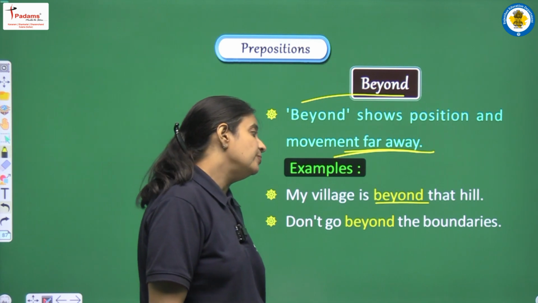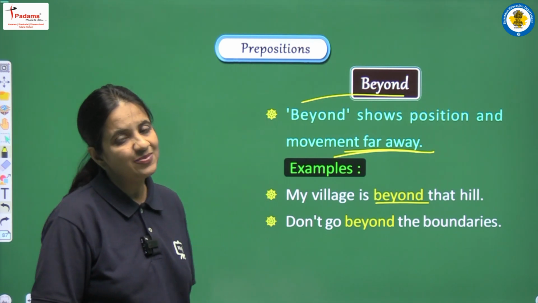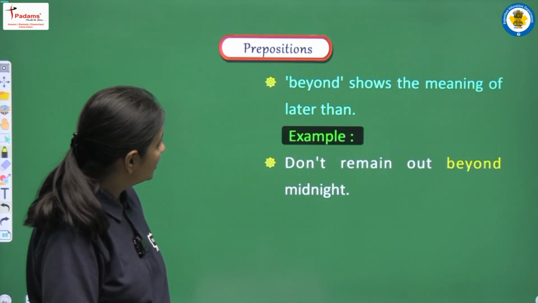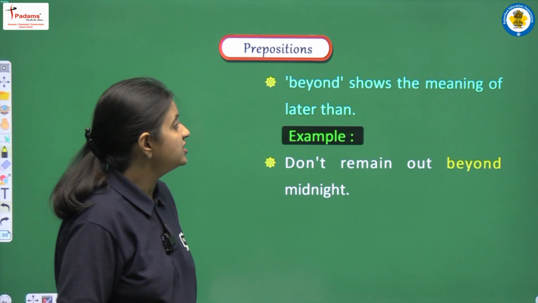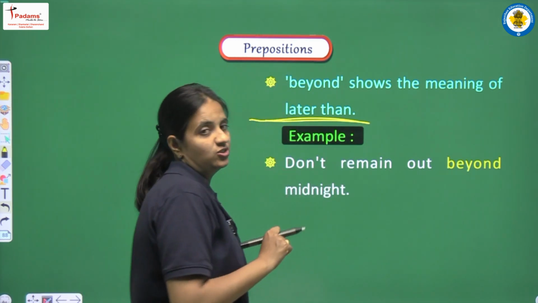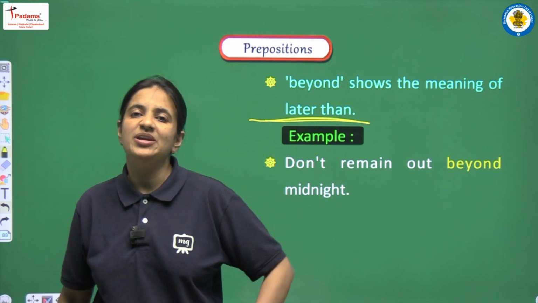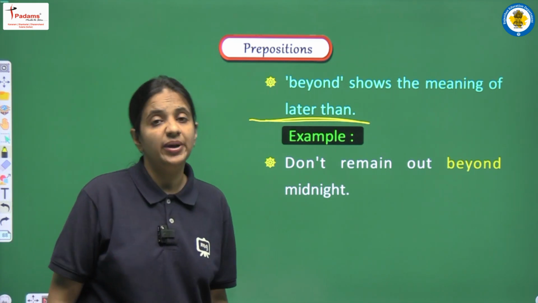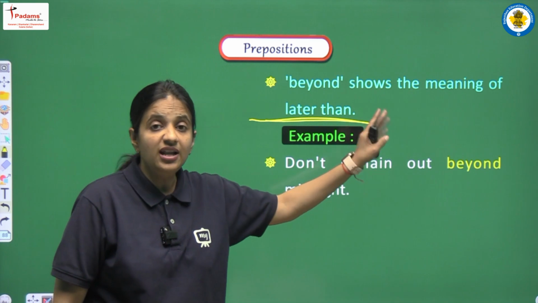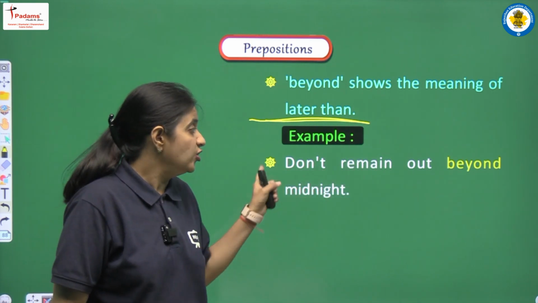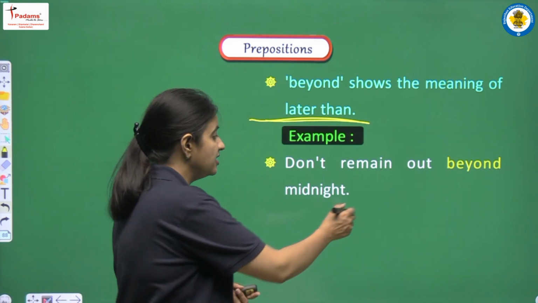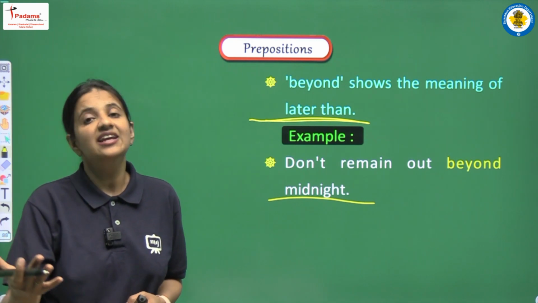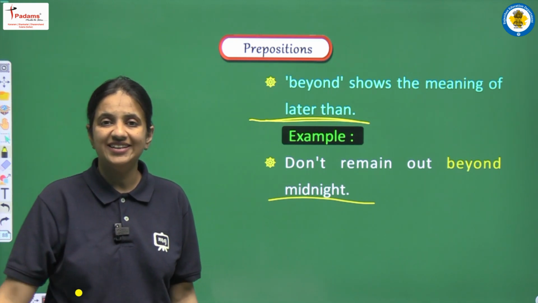Next is don't go beyond the boundaries. So in this manner, when we are trying to show the position that is very far away, we can use beyond. Now another use, beyond shows the meaning of later than. Let's see the examples. Don't remain out beyond midnight. So here we are trying to show the limit, and we are trying to say that don't remain out beyond midnight. This is the last limit, right? So when we are trying to show the meaning of later than, then also we can use beyond in a sentence.